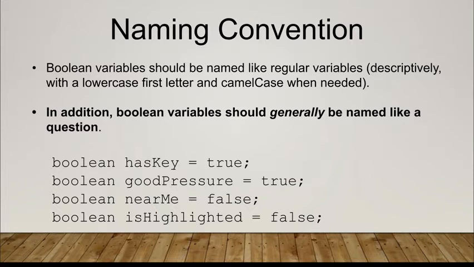Naming convention. Boolean variables should be named like regular variables, descriptively with a lowercase first letter and camel case when needed. In addition, Boolean variables should generally be named like questions, and I would say like a true-false statement. Boolean hasKey equals true. Boolean goodPressure equals true. Boolean nearMe equals false. Boolean isHighlighted equals true.